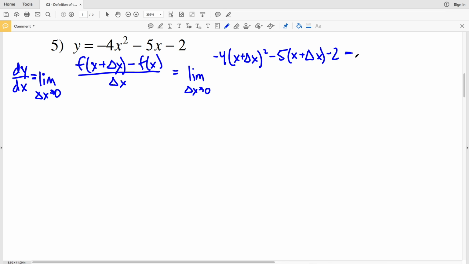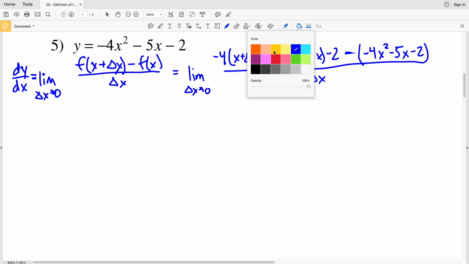And then I'm subtracting f of x, which is negative 4x squared minus 5x minus 2. And that's all over my change in x, delta x. Change in y over change in x, and I'm finding the limit. So what I'm going to do is I'm going to expand out x plus delta x squared. That's going to be x plus delta x times x plus delta x.